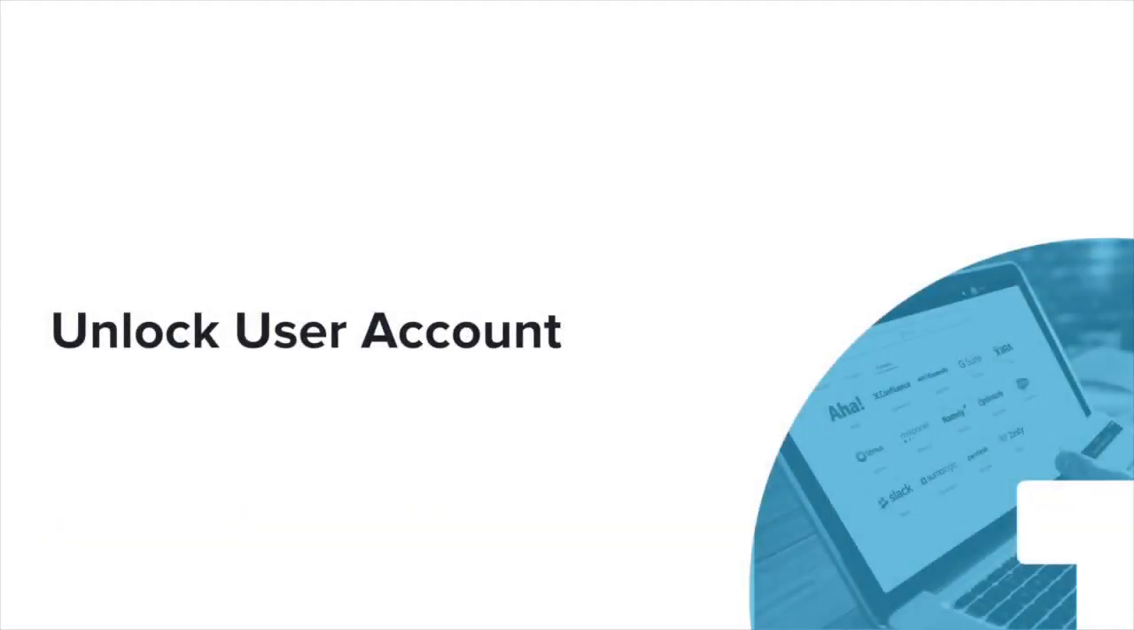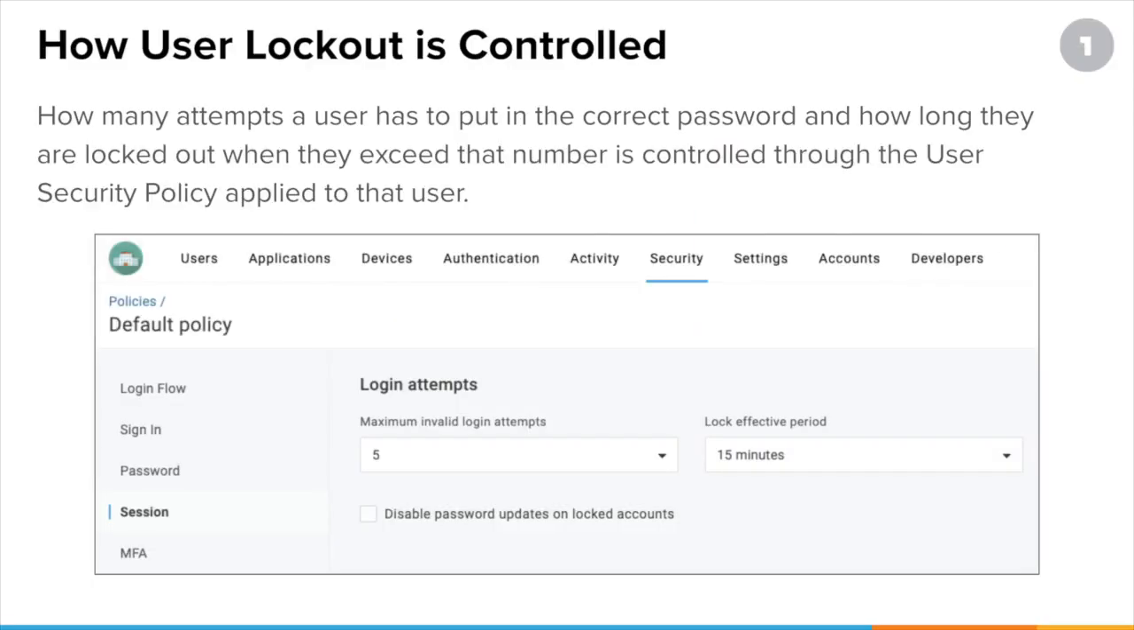We all know that once in a blue moon, a user forgets or flub fingers their password one too many times and manages to lock themselves out. Knowing how to unlock them can come in handy. How many times they can flub finger their password and how long they'll be locked out is determined based upon settings in their user security policy. Here we can see maximum invalid login attempts is 5, and they would be locked out for 15 minutes.